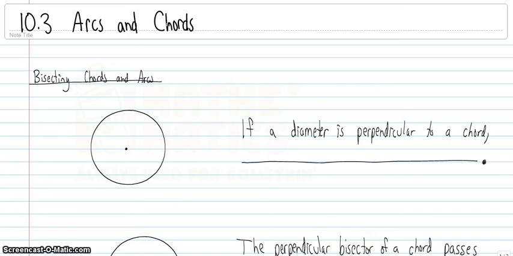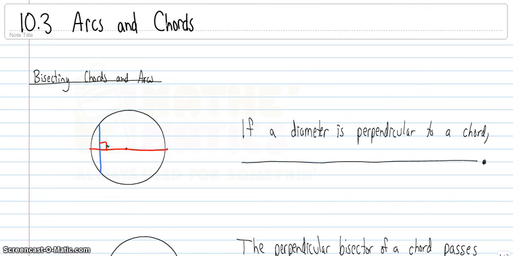This is Geometry Section 10.3 on arcs and chords. And we're going to start by looking at a few theorems first. And the first one: if a diameter is perpendicular to a chord, so here is my chord, and if I have a diameter that is perpendicular to it, then what can I say?